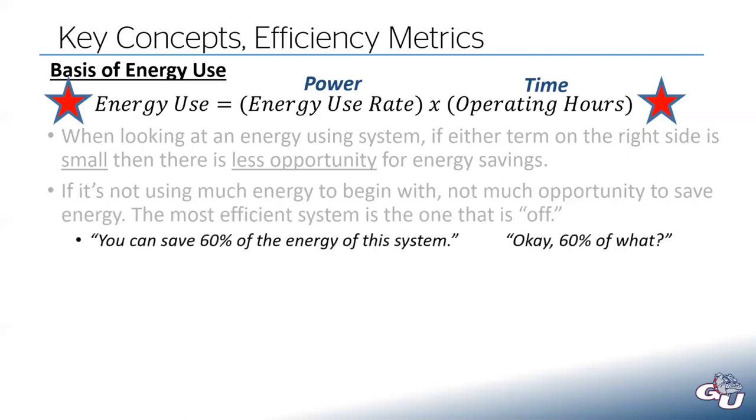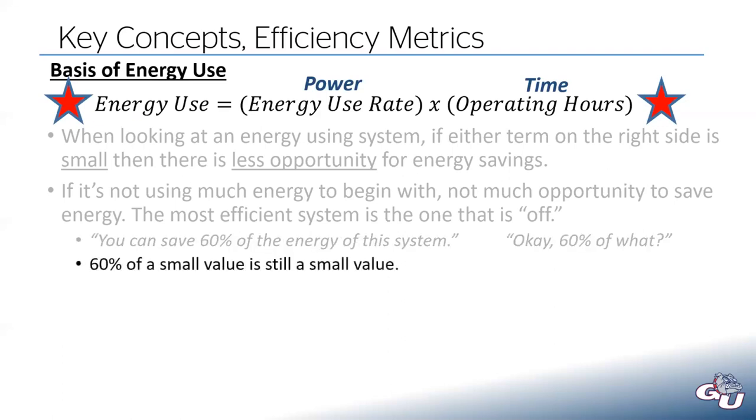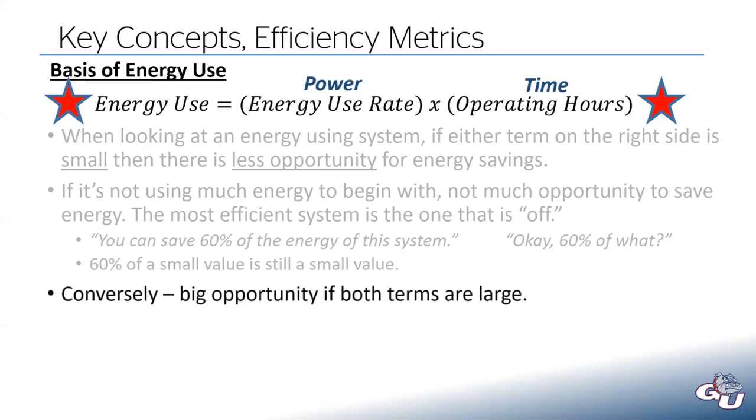To help illustrate this idea, if you went to a customer and you said, you can save 60% of the energy of this system, well, 60% of what? 60% of a small value is still a small value. Conversely, if both of those terms in this generalized equation are large, lots of power, and it's running for a lot of time during the year, then you're going to have a big opportunity there.